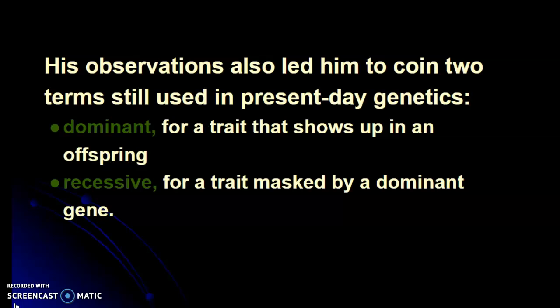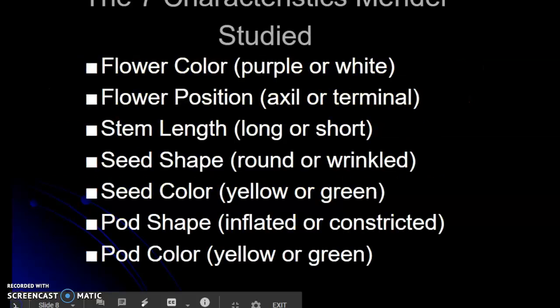Two terms you should have learned last week are dominant and recessive. Dominant is the trait that shows up in the offspring. If you have one of these, you are going to see it. A recessive trait is masked by the dominant trait. You may not see it if there's a dominant trait there. You generally need two copies of those genes to see that trait.